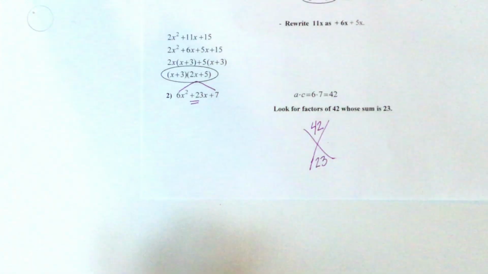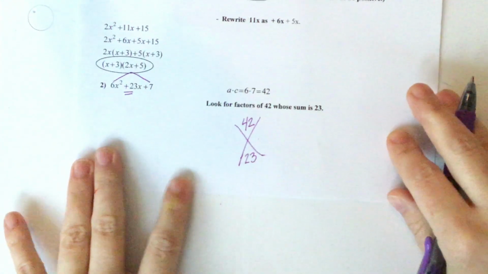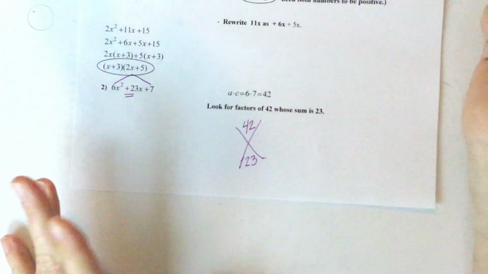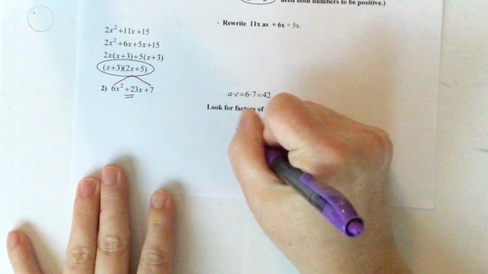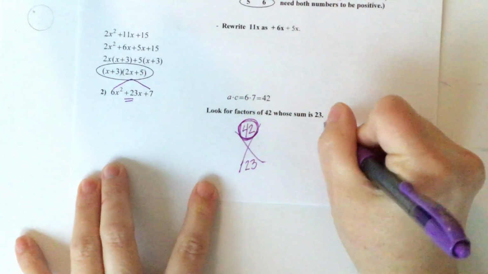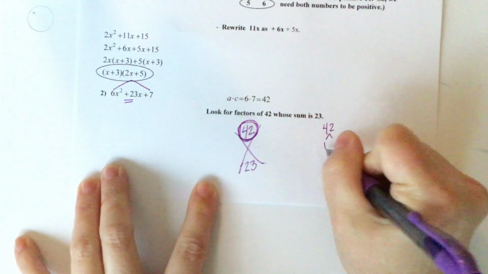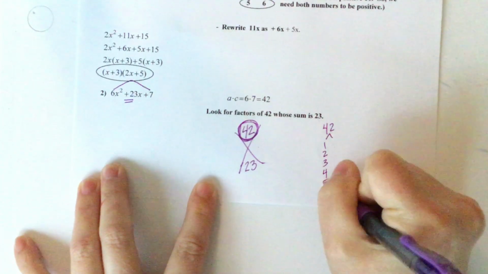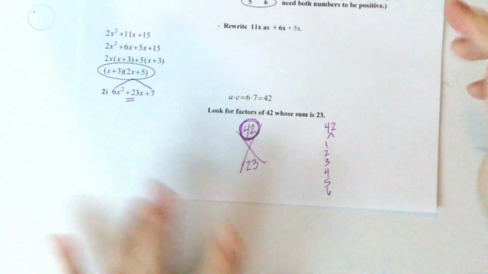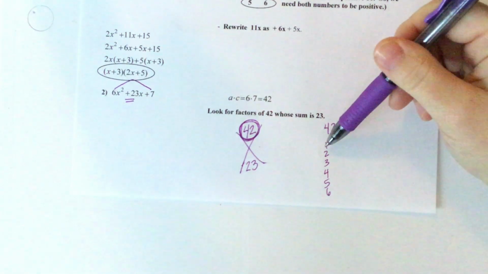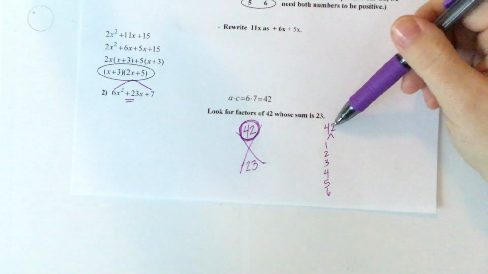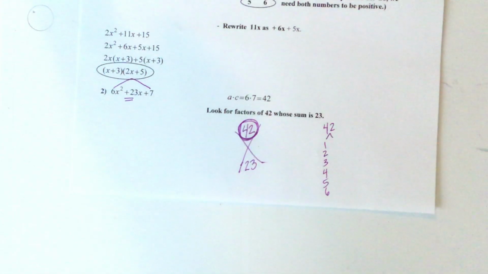Okay, so one thing I'm going to do is I'm going to show you one way to not sit here for hours. Whatever you're trying to get them to multiply to be, start making a list. 1, 2, 3, 4, 5, 6, etc. And eventually you're going to find 2 numbers that multiply to make this and add to make this.